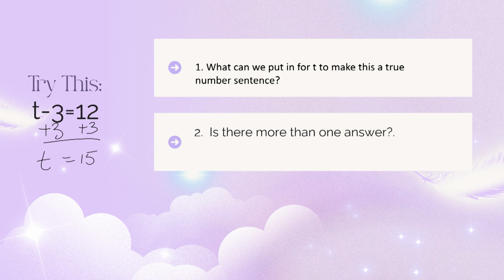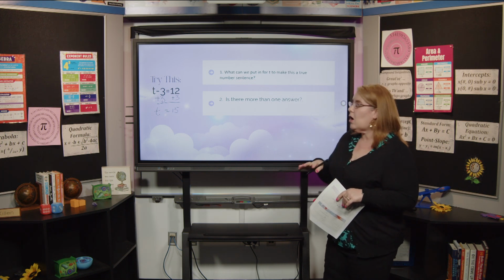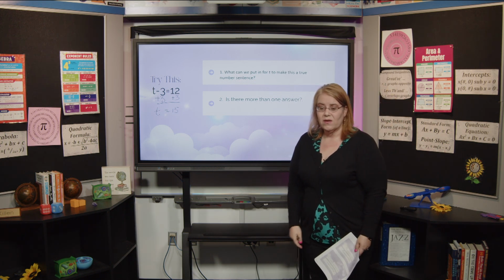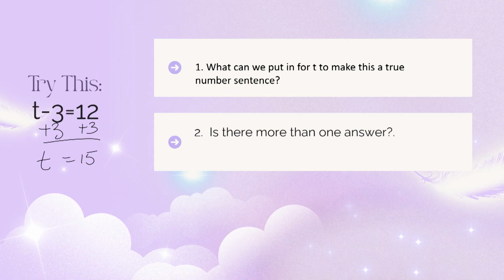All right, so Ms. Killen, what did you do? I wanted to know what I could put in for T to make this number sentence true. So what I did was get the T by itself. So I moved everything over to the other side, and I got that 15 minus 3 equals 12. So what can I put in for T? I can put in 15 for T to make that sentence true.